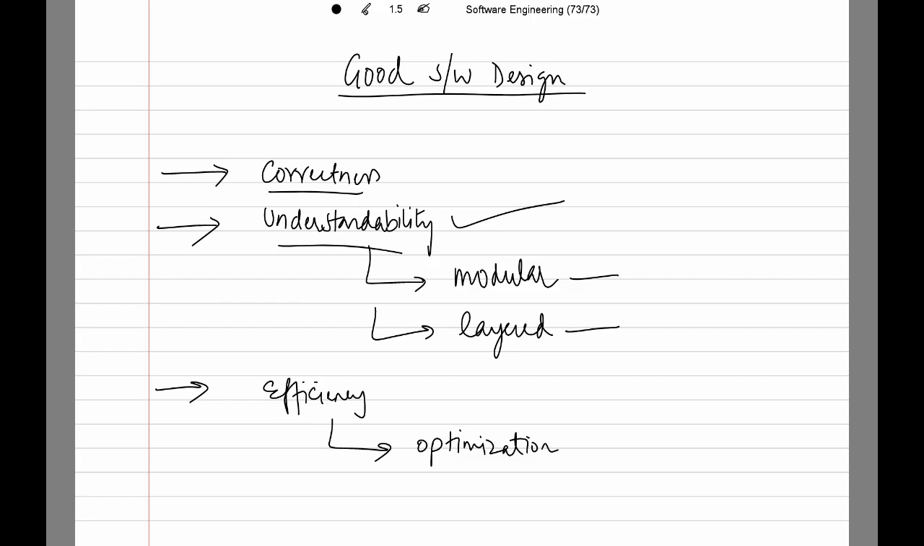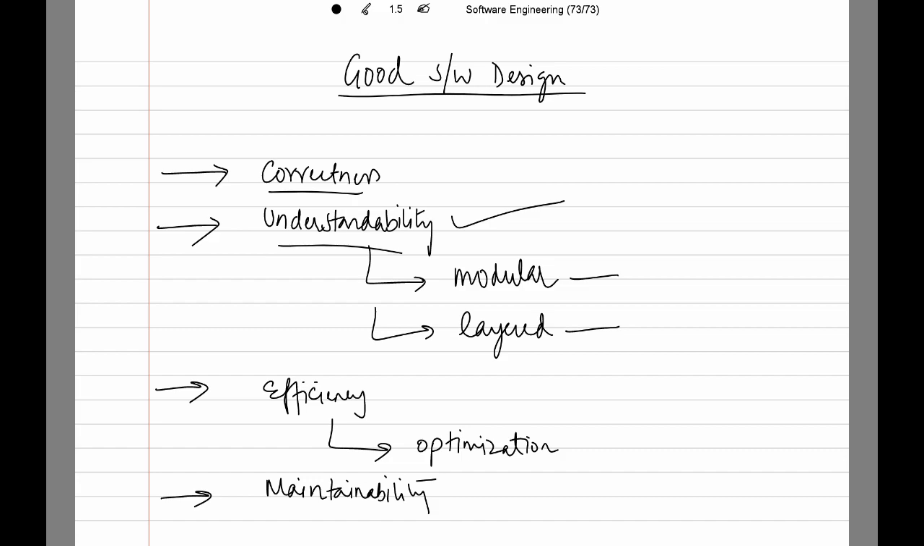And the final attribute of a design is that it should be maintainable. What is the meaning of maintainable? That means a design should be such that it is easy to change. So we talk about maintainability. That means a design should be easy to change.